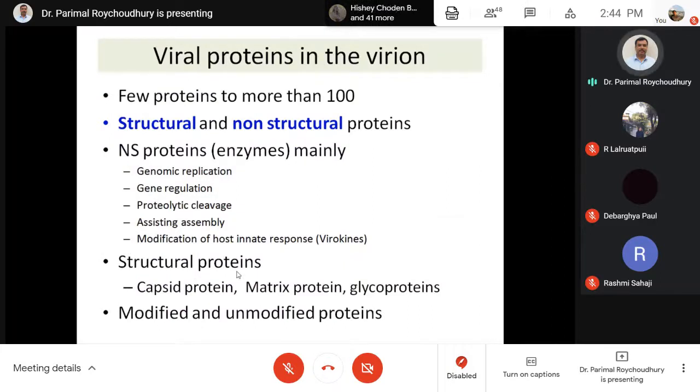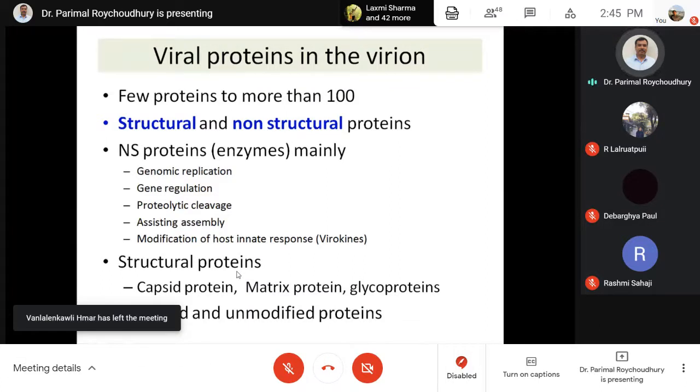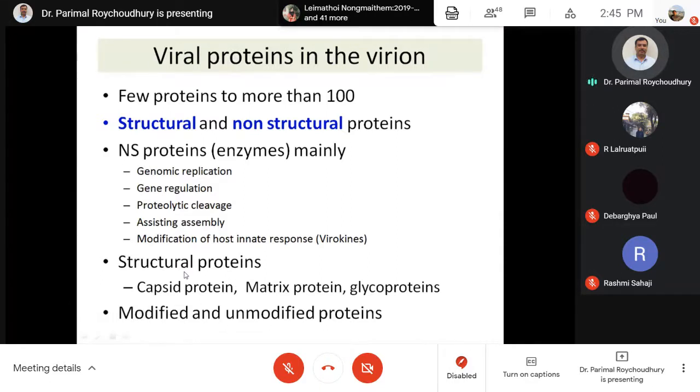Now coming to the proteins. What are the different viral proteins you'll see within the virion, and how is the virion constructed? You'll find that the simplest viruses have very few proteins, as I say, 3 to 4 proteins compose the simplest virus. However, the pox and herpes viruses, African swine fever viruses, are large DNA viruses. They have more than 100, even 200 different proteins present.